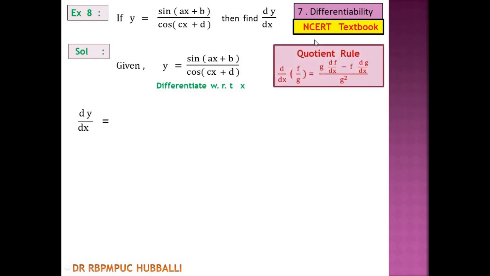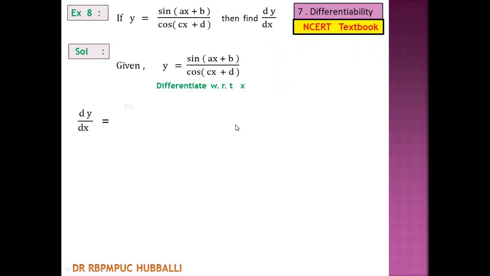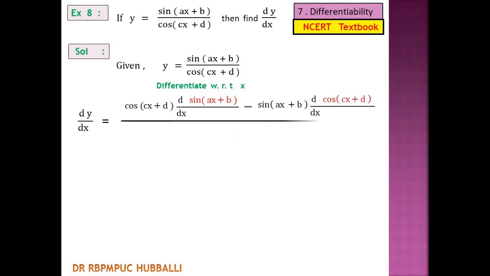Okay, so just now I recalled the division rule. I follow the same thing. Cos(cx + d) into d by dx of the numerator, that is sine(ax + b), minus sine(ax + b) into d by dx of cos(cx + d), whole divided by the square of the denominator, that is cos(cx + d) whole square. Now you write the derivative for the functions.